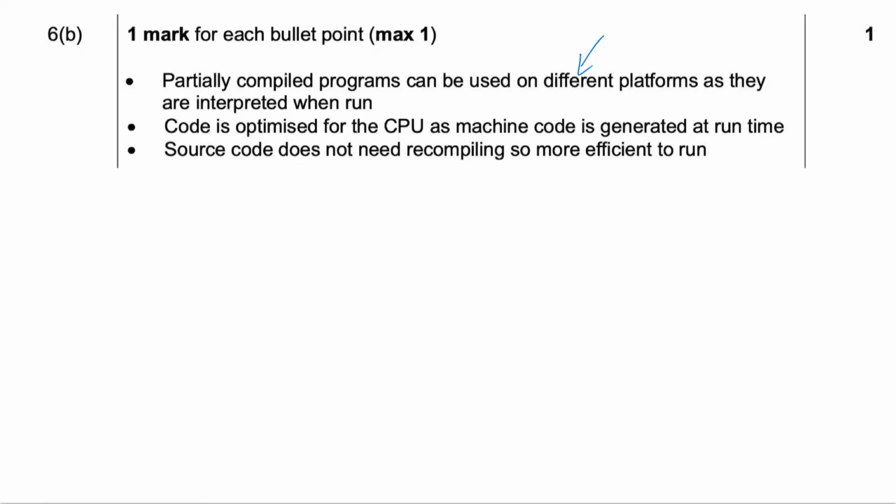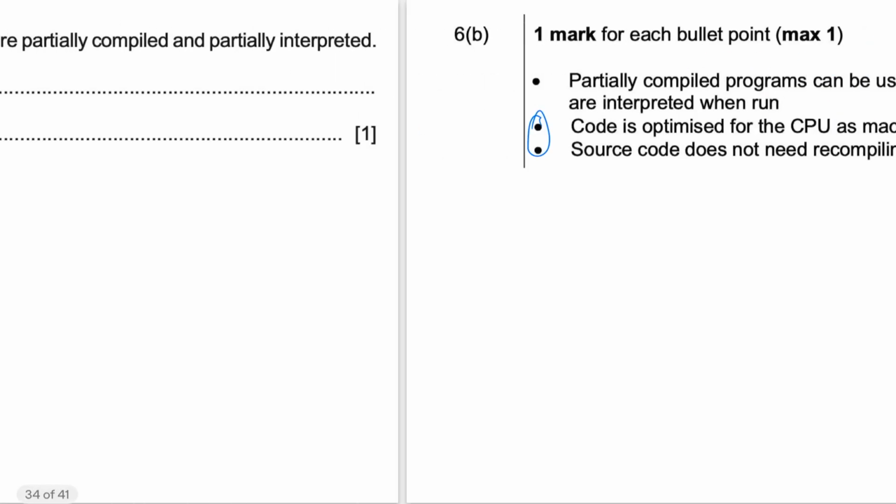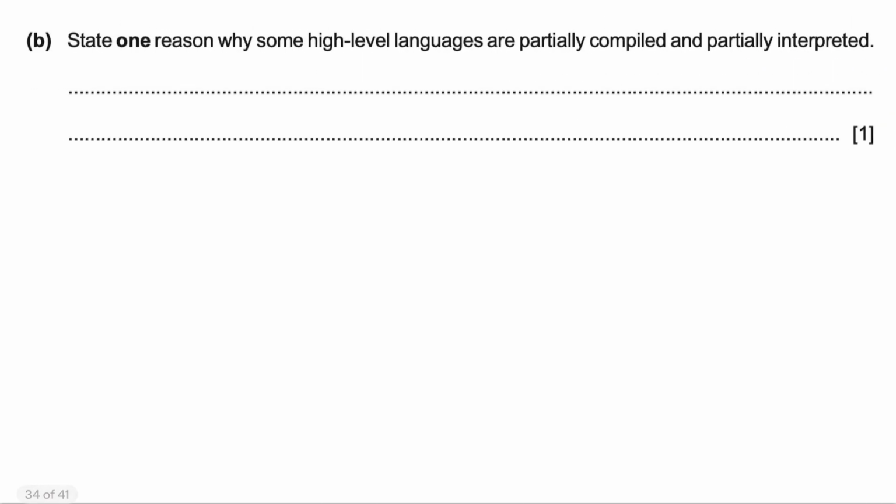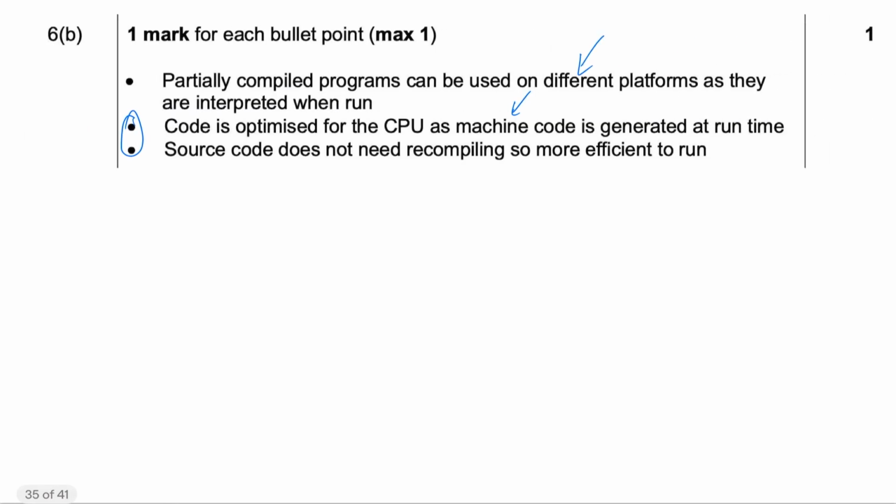There are some other reasons here. Code is optimized for the CPU as machine code. To be honest, these don't make as much sense to me. It says source code does not need recompiling, so more efficient to run. I think those reasons are kind of more difficult to wrap your head around. This is probably going to be the main one you'd want to go for: partially compiled programs can be used on different platforms due to interpretation.